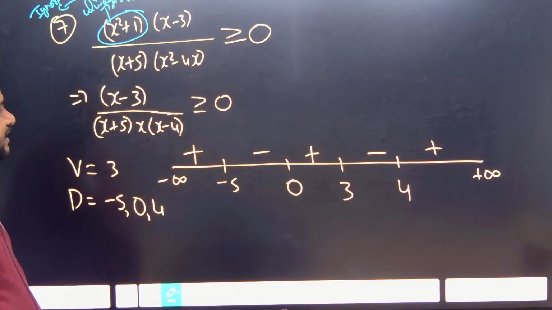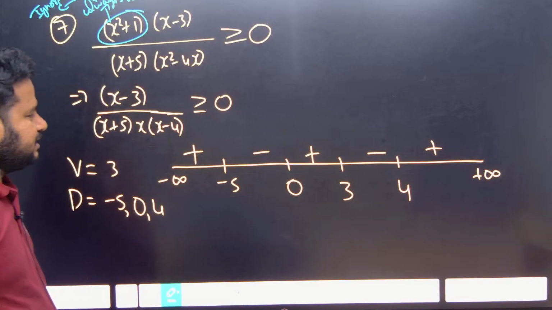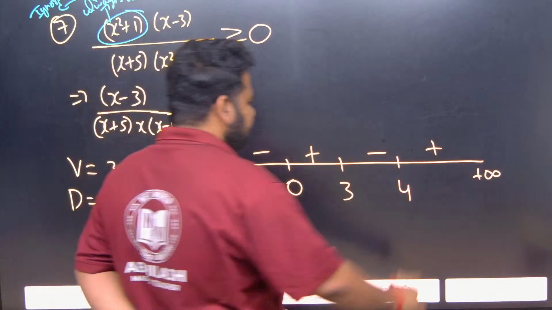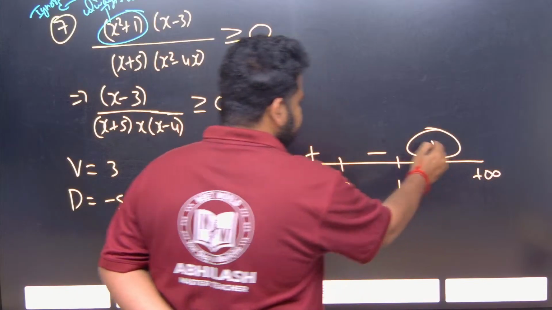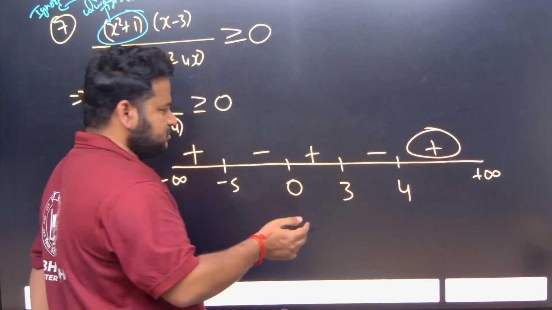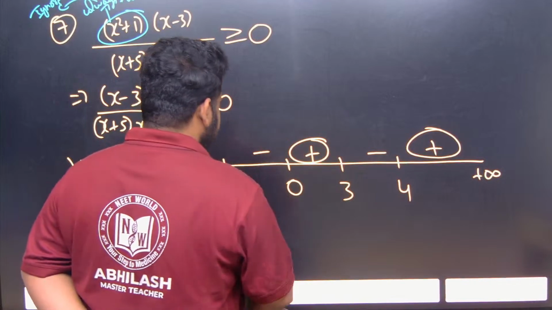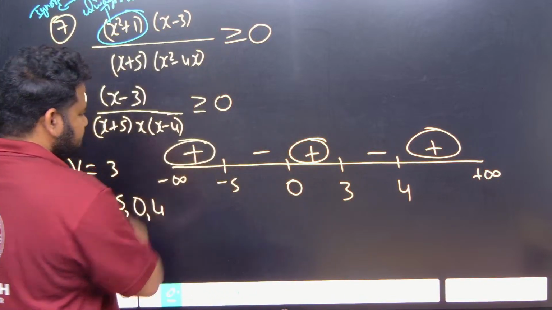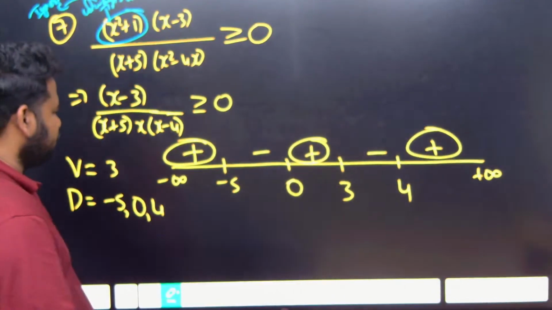They are telling greater than or equal to 0. That means I have to take the positive region. Greater than or equal to 0 means it is the positive region. This is plus, and this is also plus. Now let us write the intervals. So what should I write?